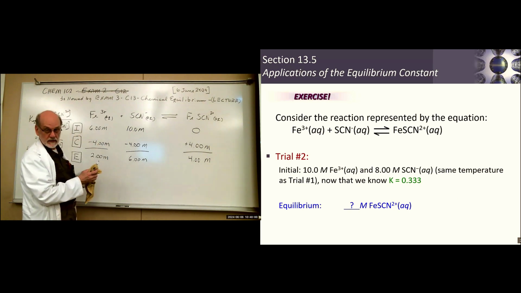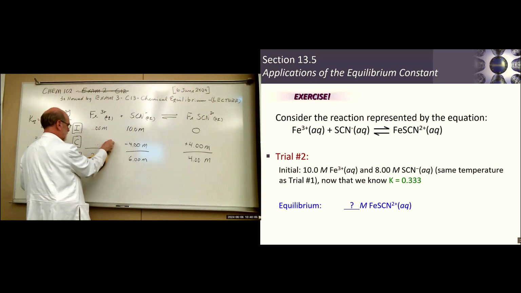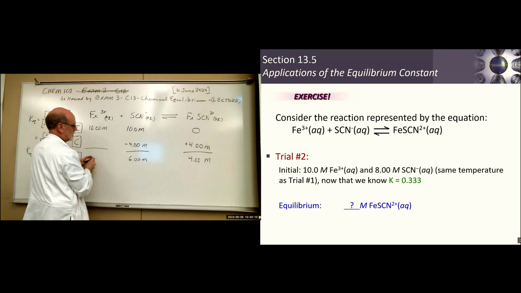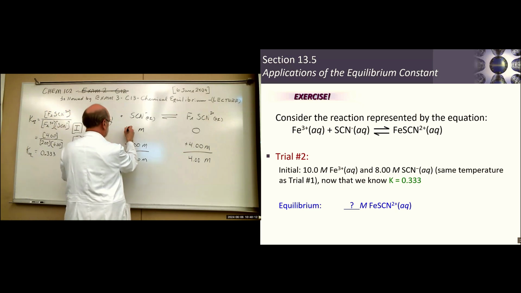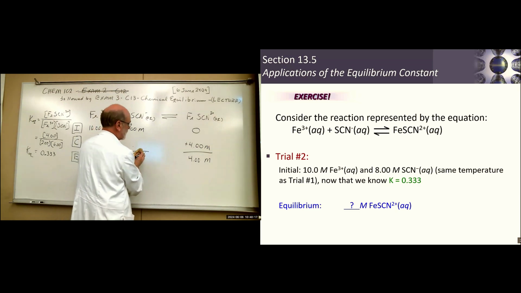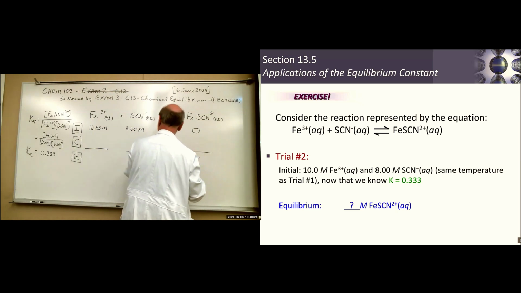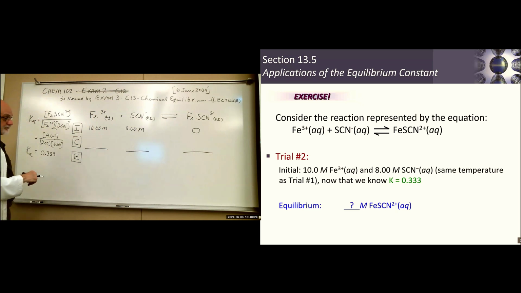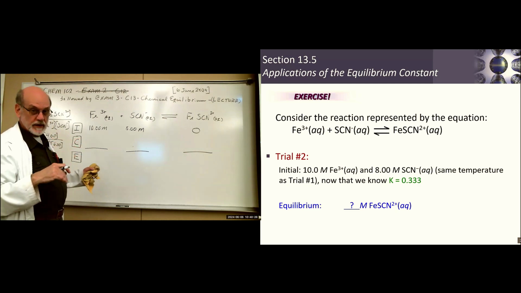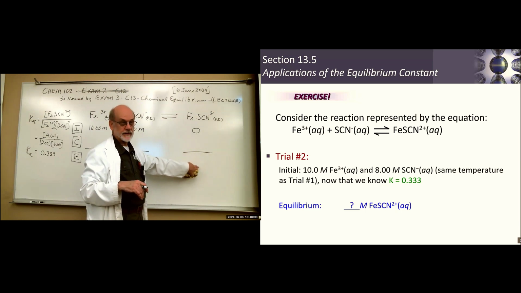Let's see, is that right? 10 iron, yes. 10 here. That goes out, that goes out. This is 10. This is 8. And that's 0 at the beginning. Okay? All right. So what they want to know is what's the concentration over here? What's the equilibrium concentration of this complex ion?